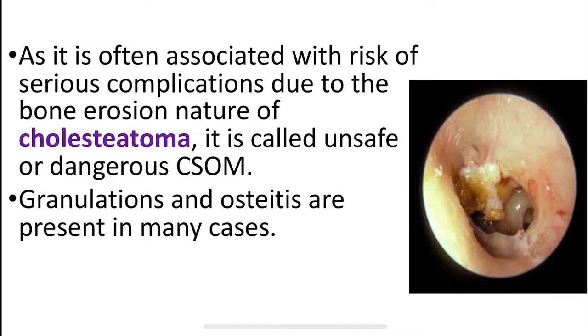So what is a cholesteatoma? A cholesteatoma is nothing but an abnormal non-cancerous growth. Okay, it is formed behind the tympanic membrane. It is just like a cyst which will contain skin cells or connective tissue. You can see in the picture here the cholesteatoma. Because of this formation of cholesteatoma, which has the nature of bone erosion, hence it is unsafe or dangerous.